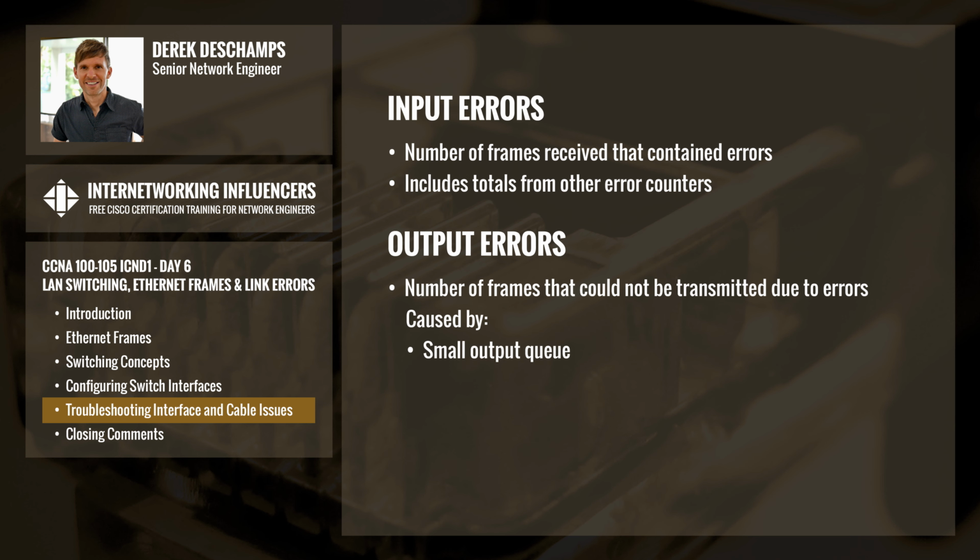Input errors are the number of frames received that contained errors. The input errors counter includes totals from other error counters. Output errors are the number of frames that could not be transmitted due to errors. Output errors can be caused by a small output queue.